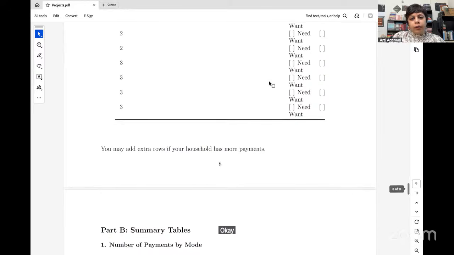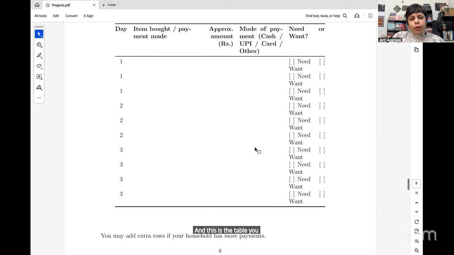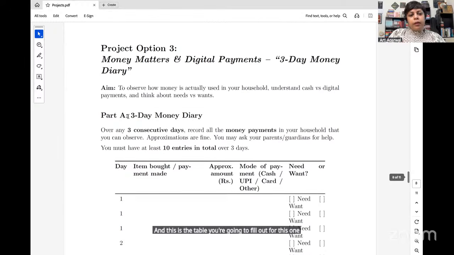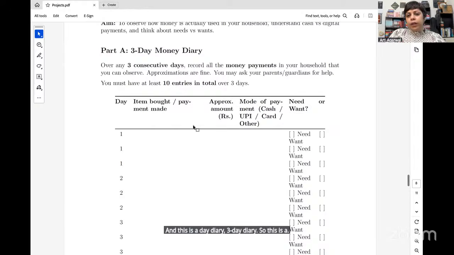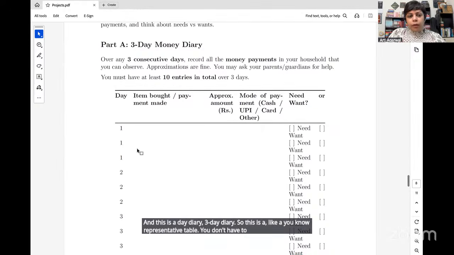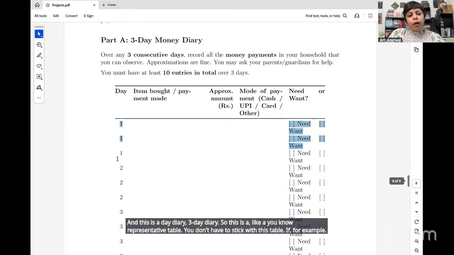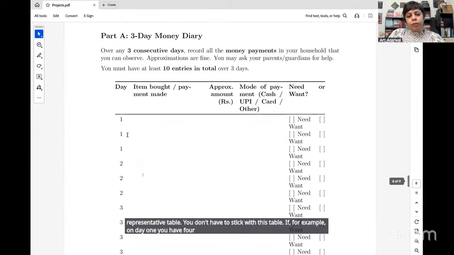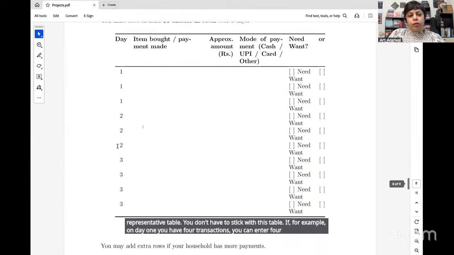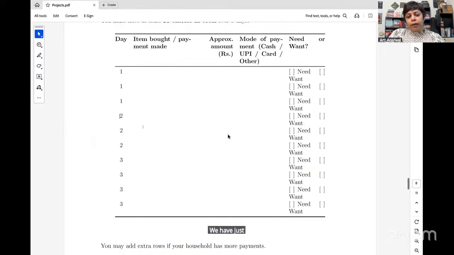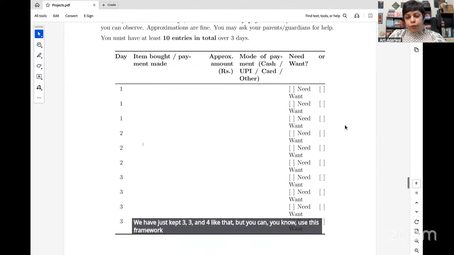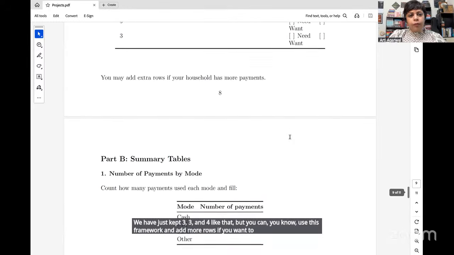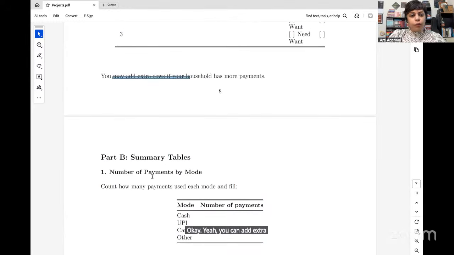Okay. And this is the table you're going to fill out for this one. And this is a 3-day diary. So this is like a representative table. You don't have to stick with this table. If, for example, on day one you have 4 transactions, you can enter 4 instead of 3. Here we have just kept 3, 3, and 4 like that. But you can use this framework and add more rows if you want to. Okay. Yeah, you can add extra rows if you want to.